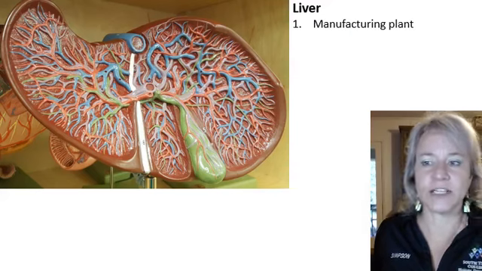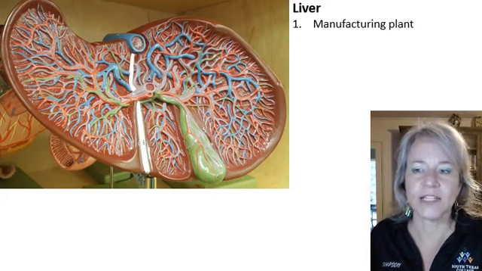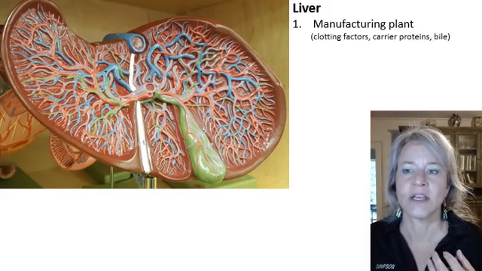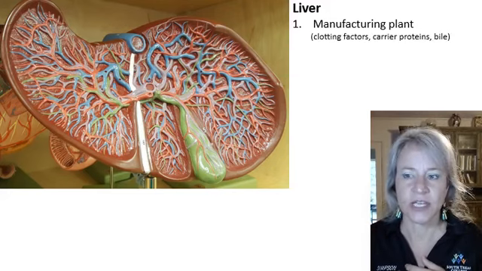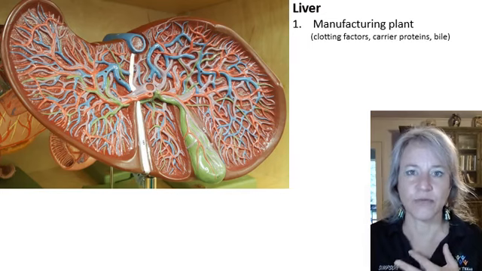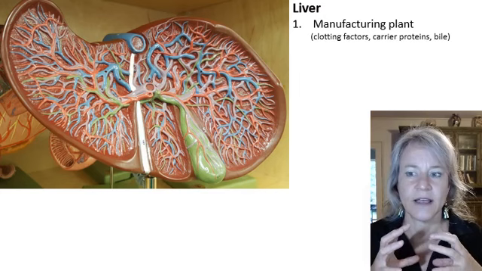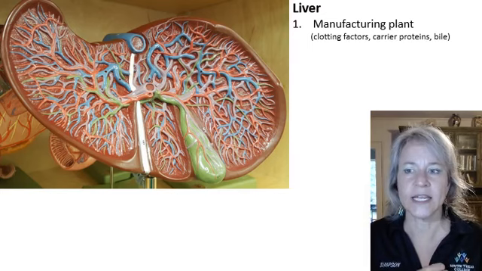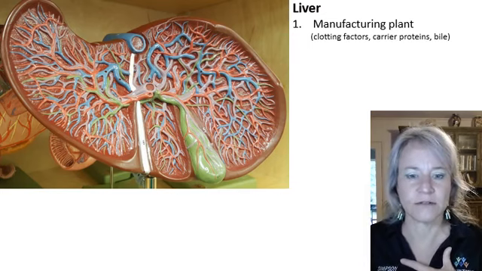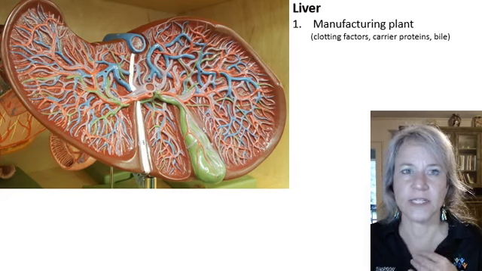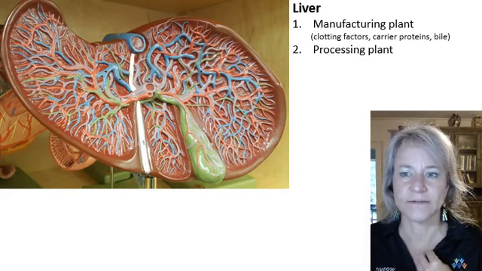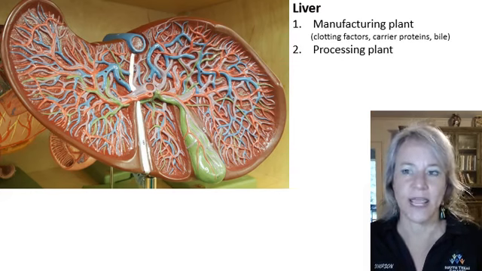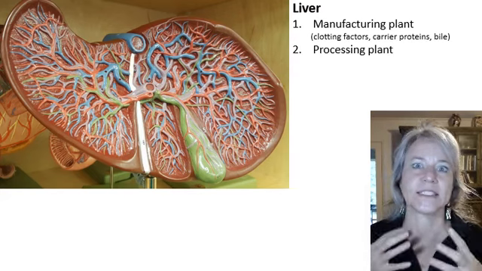It is a manufacturing plant. A manufacturing plant means that it makes things. It makes clotting factors, needed for clotting. It makes these carrier proteins, these globulins that carry things in the blood, and it makes bile, which is needed to help digest fat, to emulsify the fat. Those are just some examples of what the liver makes. But the liver is a manufacturing plant, and it makes a lot of stuff.